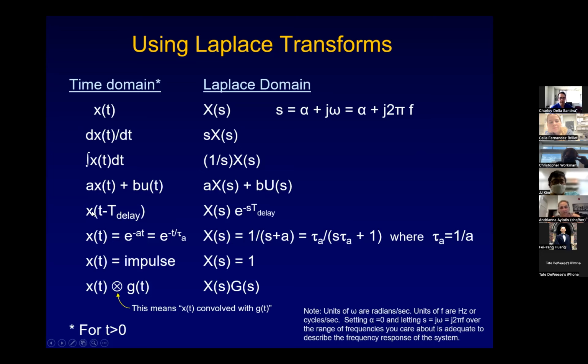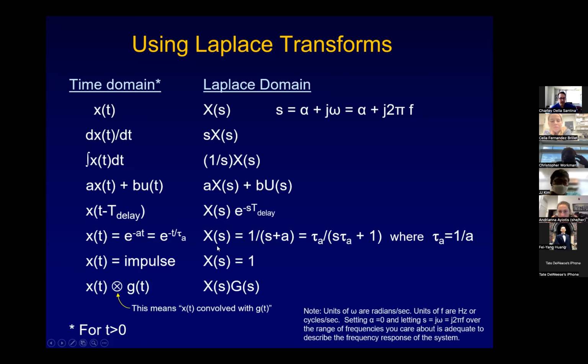And then there's some other rules, like if you delay it by some amount of time, you throw an exponential here, multiply by the function. And then there's some sort of classic Laplace transforms that you use all the time and want to know, like an exponential decay with this time constant has a Laplace transform that is really simple. It's just 1 over S plus A, or some people write it this way, where this time constant is 1 over A. I have that there because we're going to use it a couple of times pretty soon.